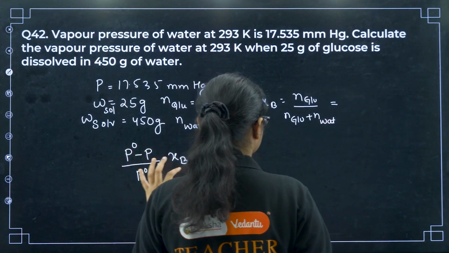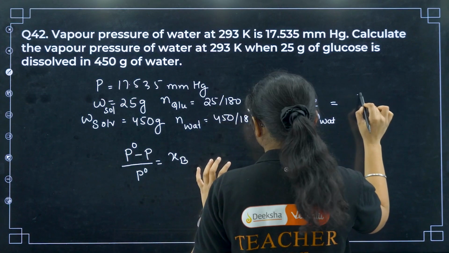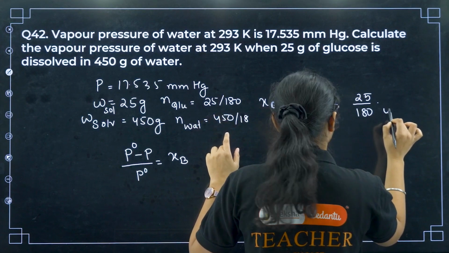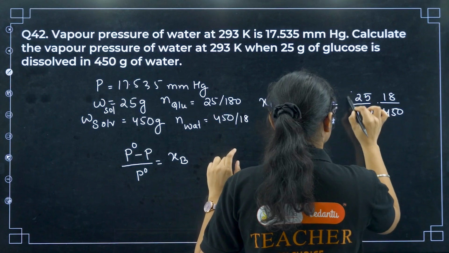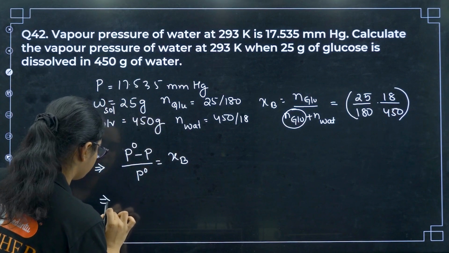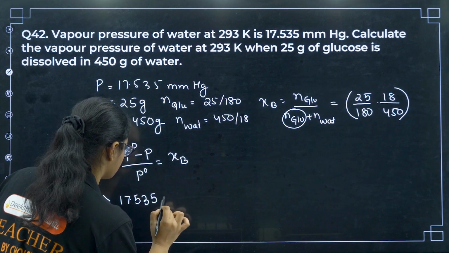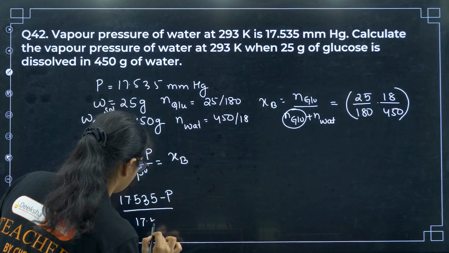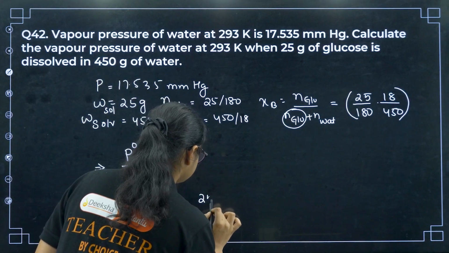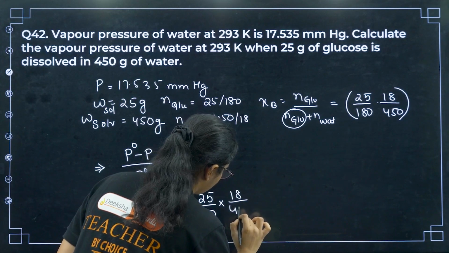In such type of questions we can ignore the number of moles of glucose in the denominator. So I can simply write 25 by 180, divided by 450 by 18. Okay, so this is your mole fraction of glucose. Now I can substitute here. What is the value of P naught? P naught value is 17.535. So (17.535 minus P) by 17.535 is equal to XB, which is 25 by 180 into 18 by 450.